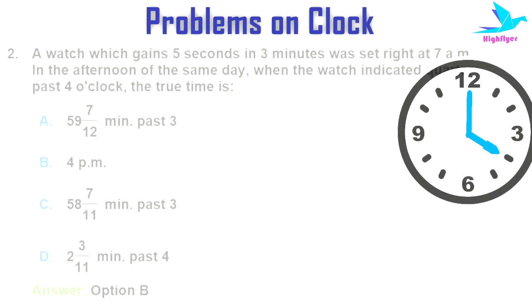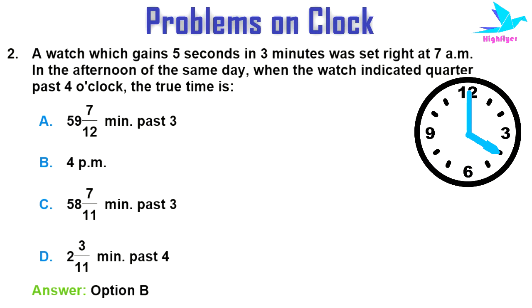Next question. A watch which gains 5 seconds in 3 minutes was set right at 7 am. In the afternoon of the same day, when the watch indicated 4:15 o'clock, the true time is, the options are 59 and 7 by 12 minutes past 3, 4 pm, 58 and 7 by 11 minutes past 3, or 3 by 11 minutes past 4. The right option is option B, 4 pm.